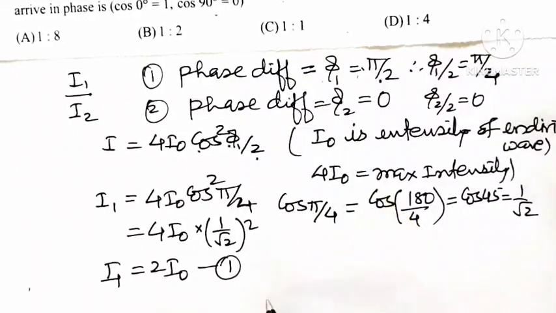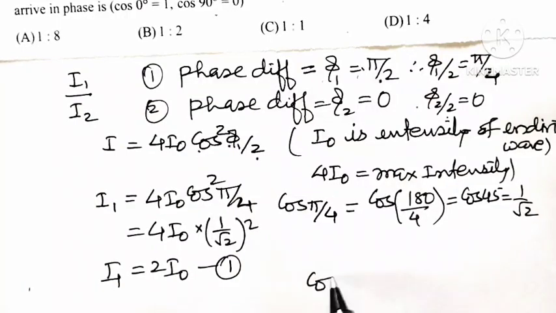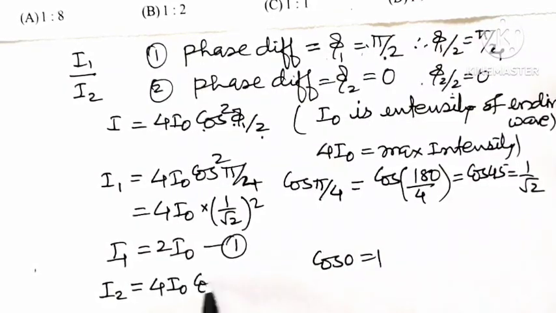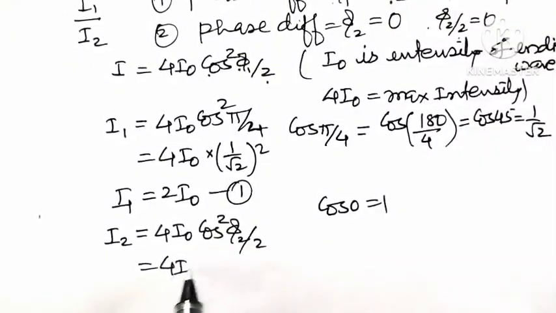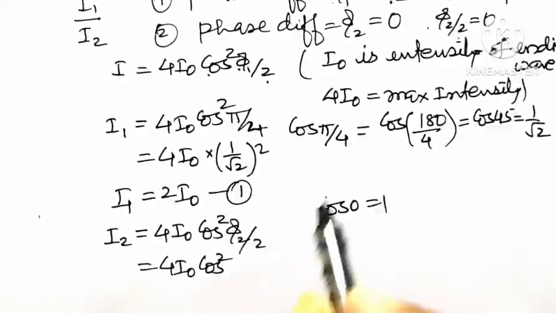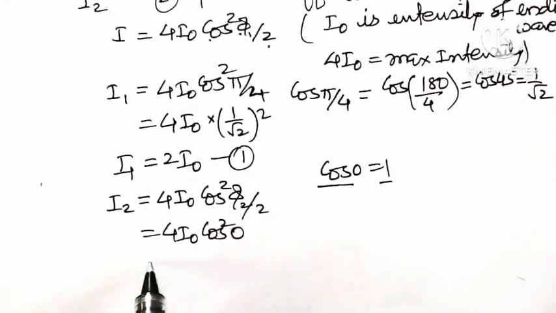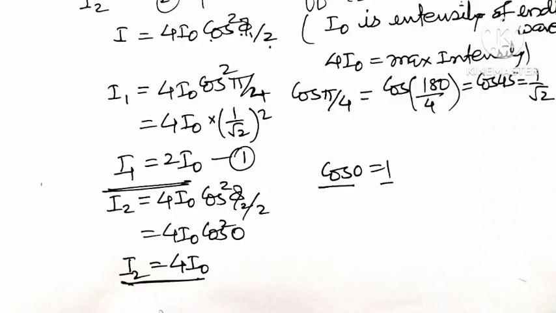And for the second case, phi 2 is 0. So phi 2 by 2 is also 0, and cos 0 is equal to 1. Therefore intensity of light in the second case is equal to 4I0 cos square of phi 2 by 2, that is 4I0 into cos square 0, and cos 0 is 1. So I2 is equal to 4I0.